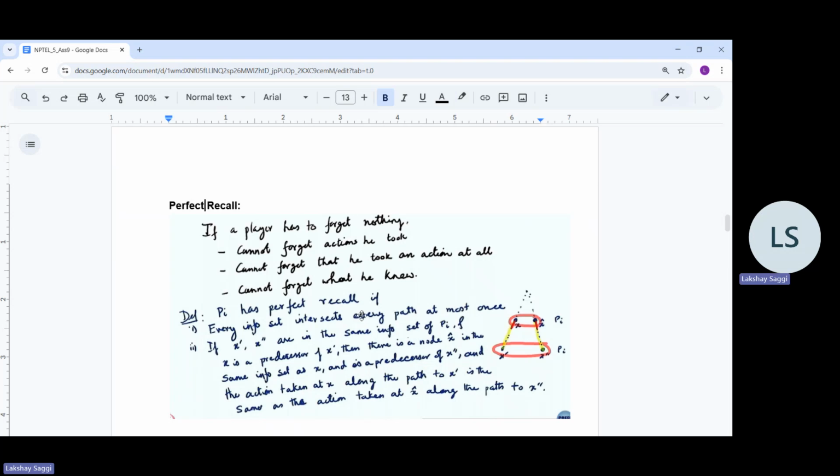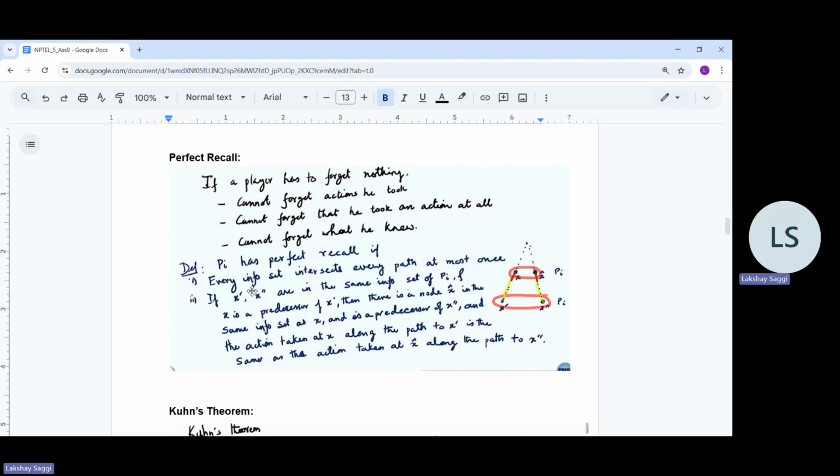And what does this mean? This is just equivalent to saying that no two ancestor descendant nodes are in the same information set. So this part one is just a formalization of the player not forgetting an action at all. So essentially, an informal definition of perfect recall: we say that a player has perfect recall if every information set intersects every path at most once for that player.